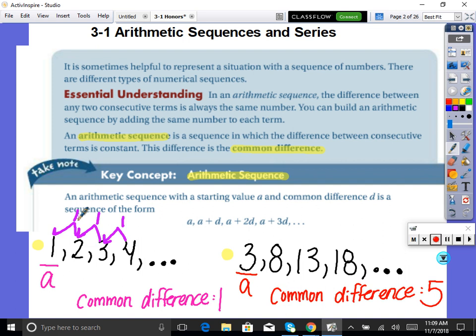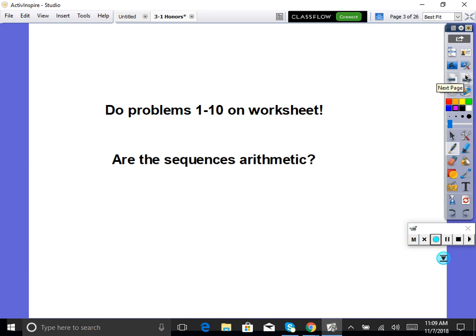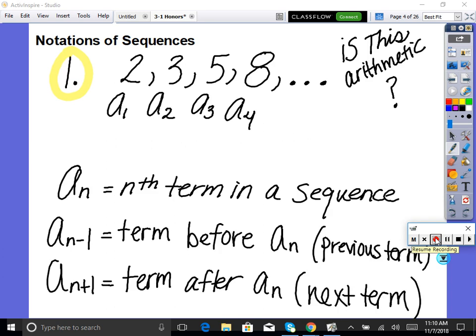Okay, let's look at this one. Is this one arithmetic? Yeah, if you subtract that, you get 5. That minus that is 5. That minus that is 5. So yes, it's arithmetic because we have a common difference of 5. Everybody good? Okay, tell me if 1 through 10 are arithmetic or not, and if they are, state the common difference. Quickly.